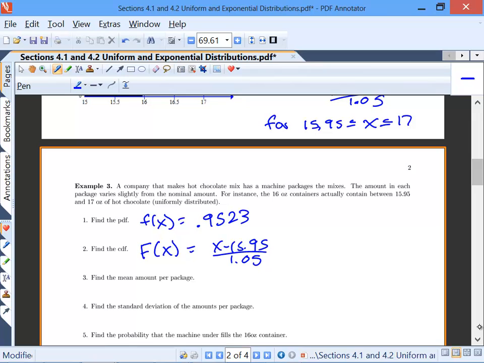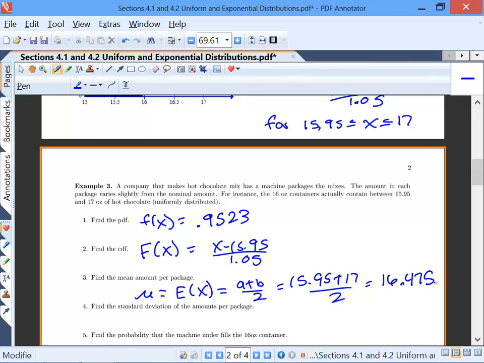Now find the mean amount per package. So mean amount means find the expected value. So mu or expected value, whichever notation you feel like using. And what was our formula for that? It's just the average of the two endpoints because we just want our middle point. So that would be a plus b over 2. 15.95 plus 17 over 2. 16.475.